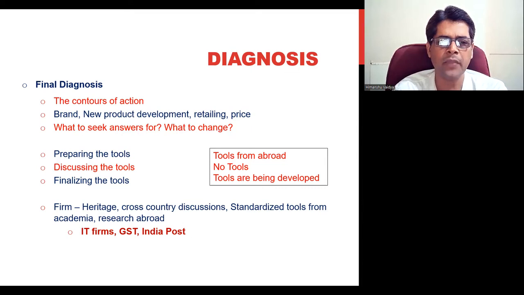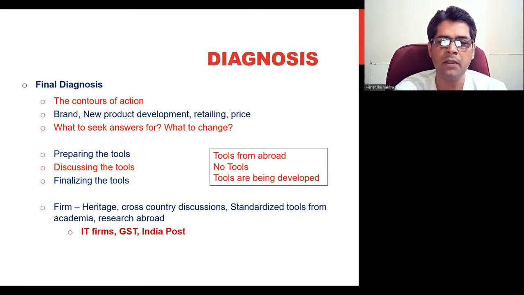While doing this, an individual consultant accesses his own experience if he has worked in the same area, similar problems before. But more importantly, a consulting firm accesses its heritage. Take an example. Say the Tata Group involves a consulting firm for Tata Motors, hypothetically speaking.